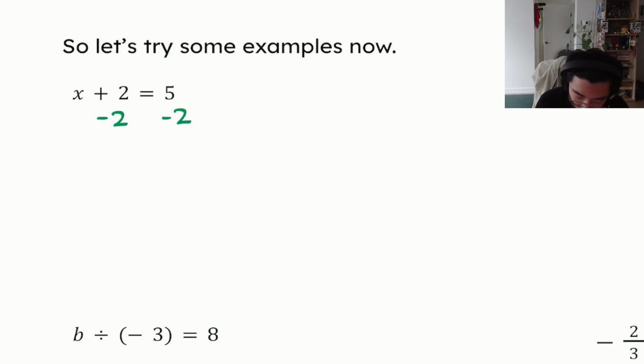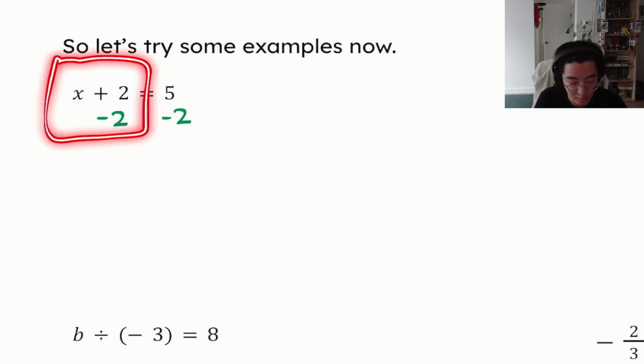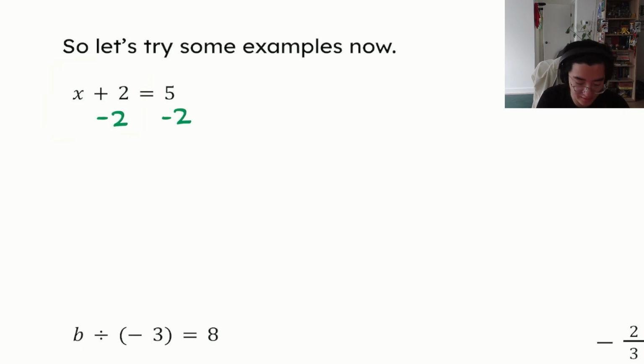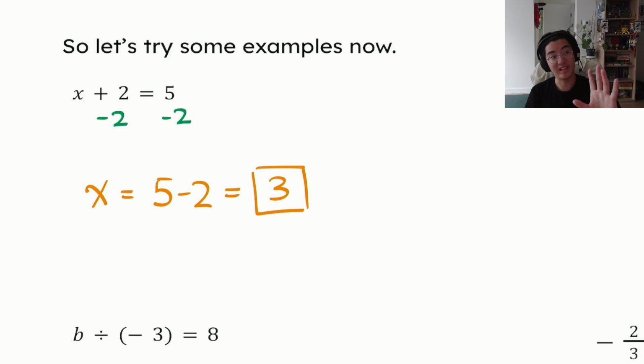So what we can do now is, on the left-hand side right here, we have x plus 2 minus 2, and of course, 2 minus 2 is 0. So we just have x by itself now. And on the right-hand side, we have 5 minus 2, which is 3. And that is our answer. That's it. We're just doing the inverse operation. We want x to be by itself. And what that means is, whatever variables we have, we just want the variable to be on one side of the equal sign. It doesn't matter if it's the left side or right side, as long as it is by itself, that's all that matters.